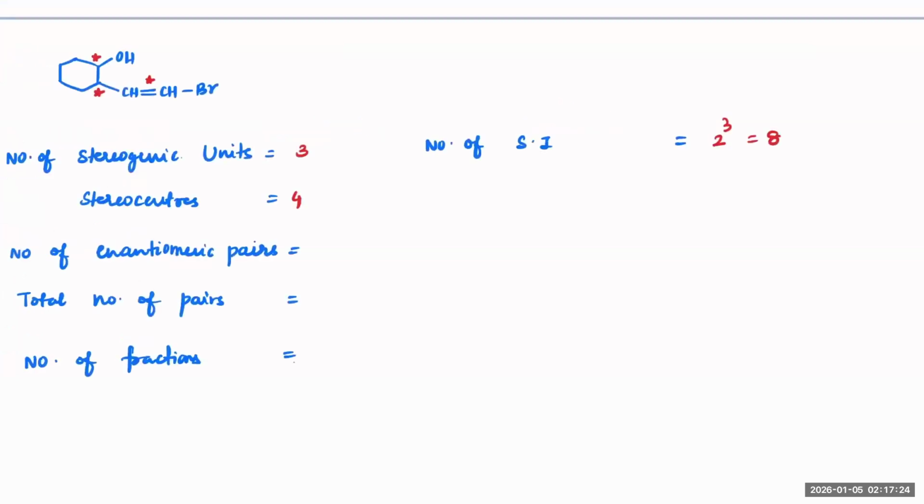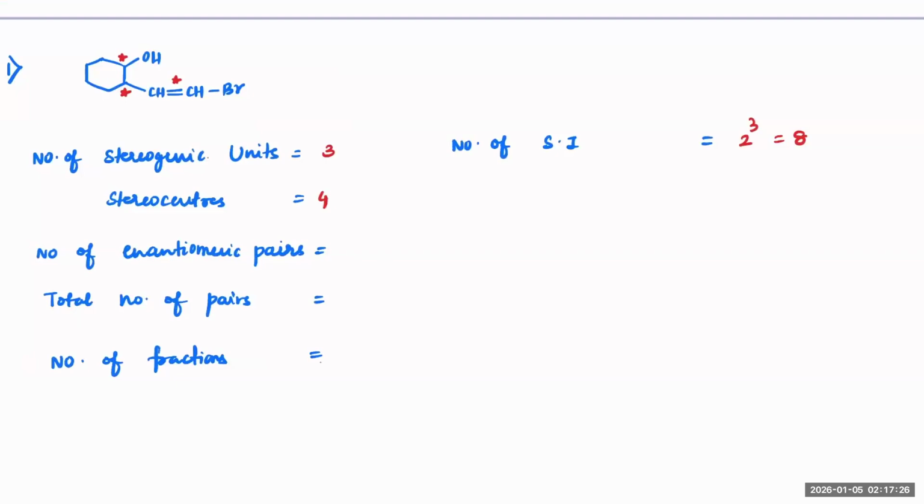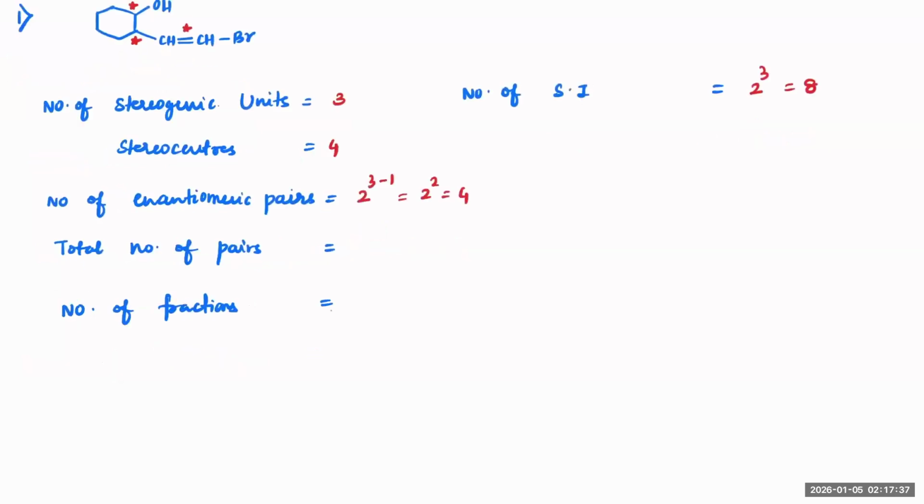So how many enantiomeric pairs will we have? 2 raised to the power of 3 minus 1, which is 2 raised to the power of 2, which makes it 4. Correct? So there are 4 pairs we can have. Sorry, total number of pairs means 8C2. These are the total number of pairs. Correct? Which is 28. And total number of fractions: how many fractions can we have?